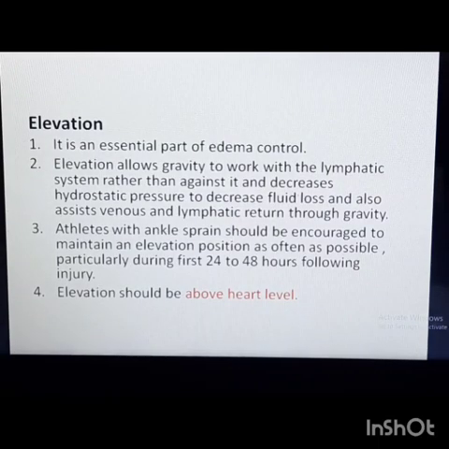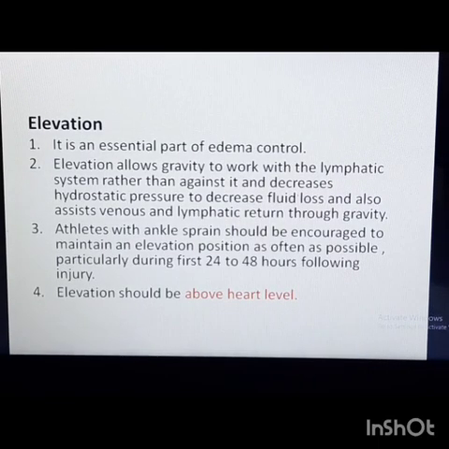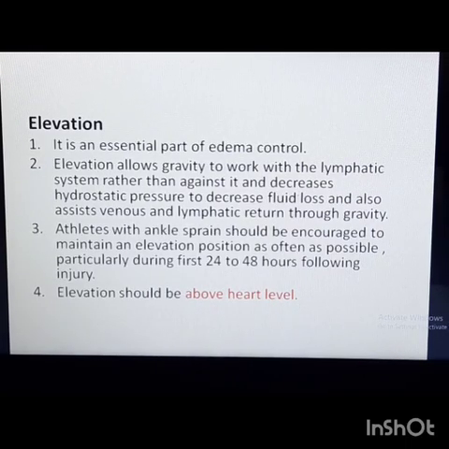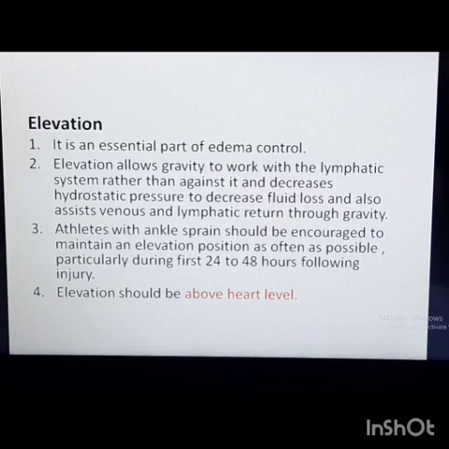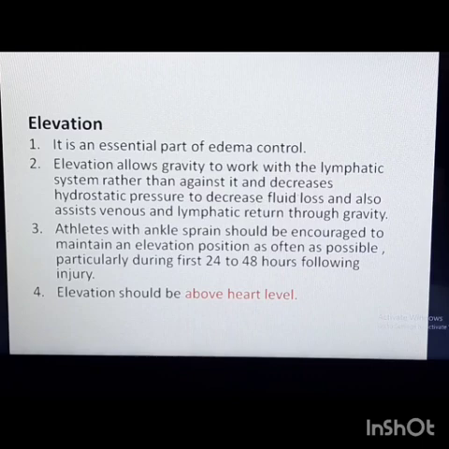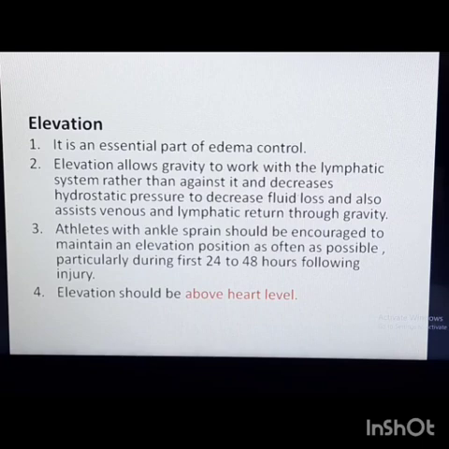Elevation is an essential part of controlling edema. Elevation allows gravity to work with the lymphatic system rather than against it, and decreases the hydrostatic pressure to decrease fluid loss, and also assists venous and lymphatic return through gravity. Athletes with ankle sprain should be encouraged to maintain an elevated position as often as possible, particularly during the first 24 to 48 hours following injury.